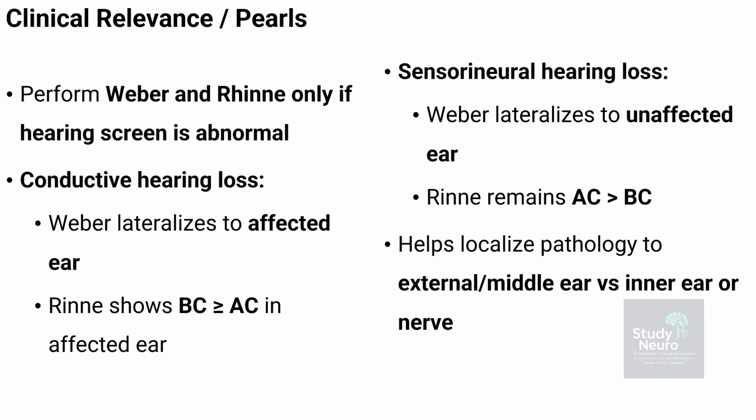In contrast, sensorineural hearing loss causes sound to lateralize to the unaffected ear, while air conduction remains better than bone conduction. Together, these findings help localize pathology to the external or middle ear versus the inner ear or vestibulocochlear nerve.